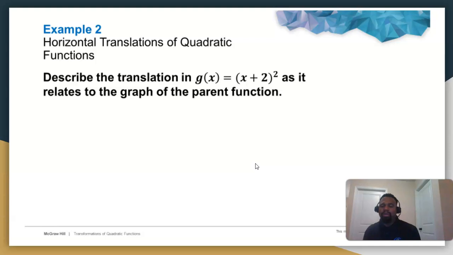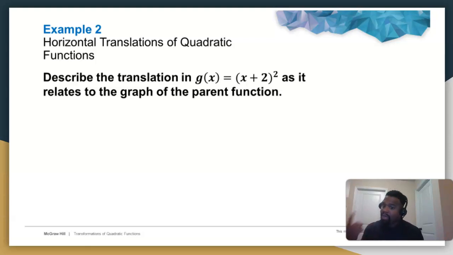Now let's look at horizontal translations. Now look at the difference here. Vertical translations look like x squared plus k or x squared minus k. Here the general statement has that whole expression, x plus h or x minus h, in parentheses. So the variable k represents a vertical translation. The variable h represents a horizontal translation. So we're moving horizontally, either left or right.